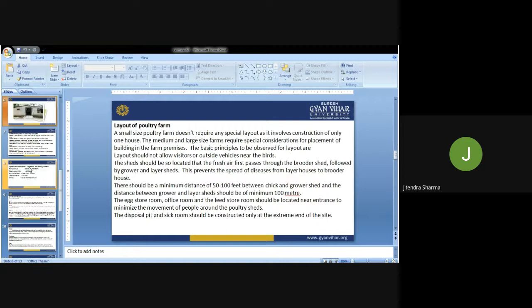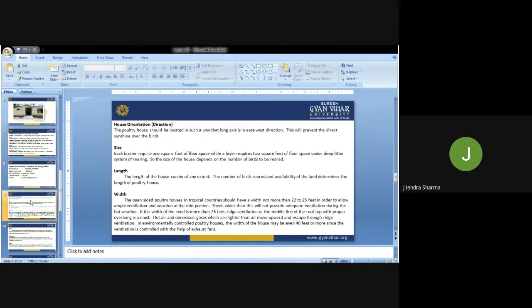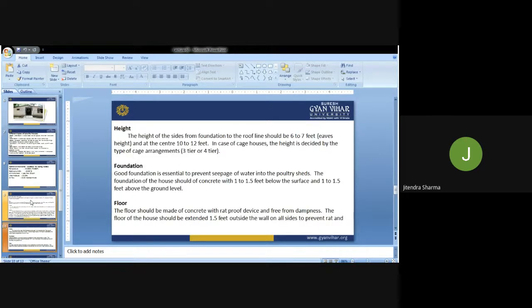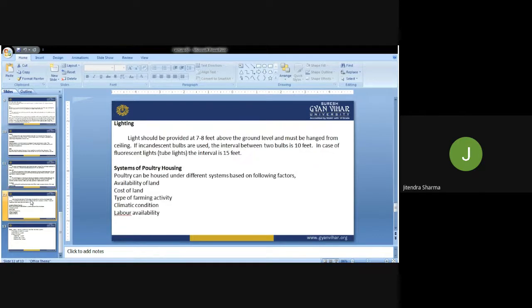We have also discussed the layout for poultry farming. Then we discussed the different types of poultry houses: grower house, brooder house, brooder cum grower, layer house, breeder house, and environmentally controlled house. These are all the buildings constructed in poultry farming. Then we discussed the principles of poultry housing: size, length, width, height, foundation, floor, doors, side walls, roof, overhanging, and lighting.